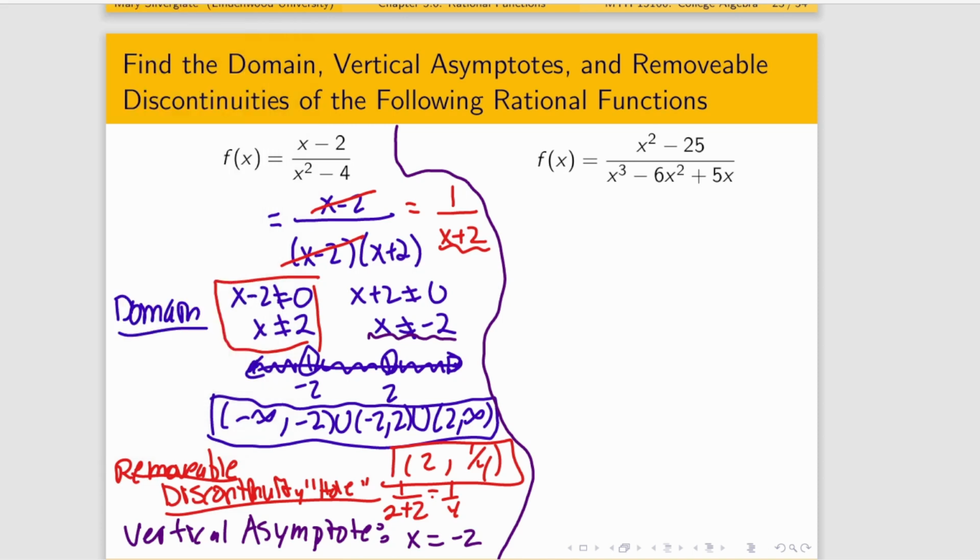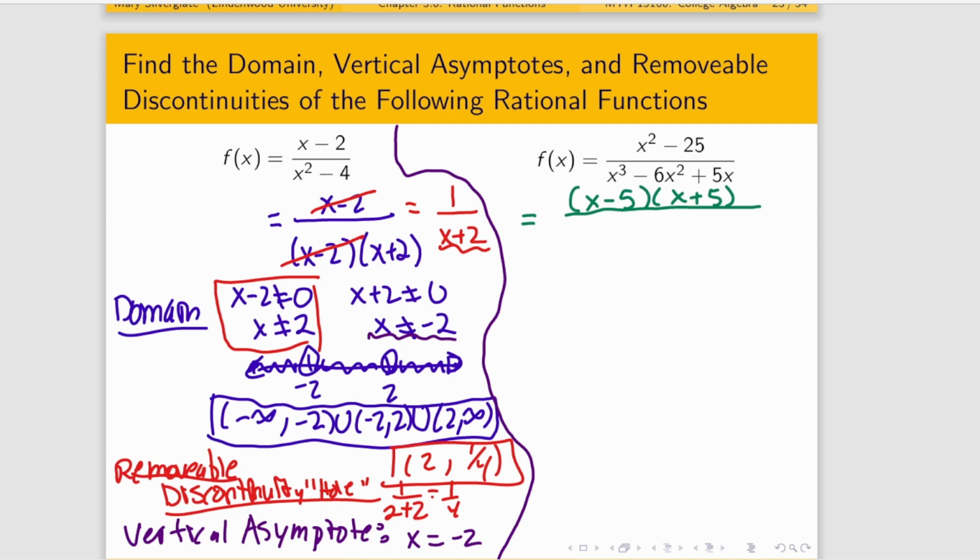Go ahead and try this next one yourself, and then we will talk about that. So in particular on this next one, first thing you want to do is factor. So x squared minus 25 factors into x minus 5, x plus 5, because negative 5 and 5 add up to 0 but multiply to negative 25.